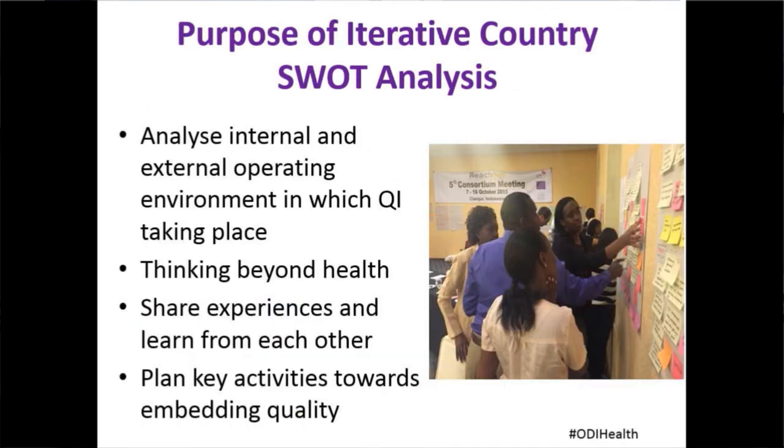And really the purpose of this was to get the different stakeholders who were present, that included researchers, policymakers and implementers, to look at not only their own internal world they're functioning in, but the external operating environment in which quality improvement is taking place. Really pushing people to think beyond health and also to share experiences and learning with one another from the different Reachout countries, because they all have different political and institutional contexts. And really to look at how we can use this analysis to start bridging the gap between ambition, need and capacity. So this was a very iterative process throughout the week, lots of post-it notes and things being moved around.